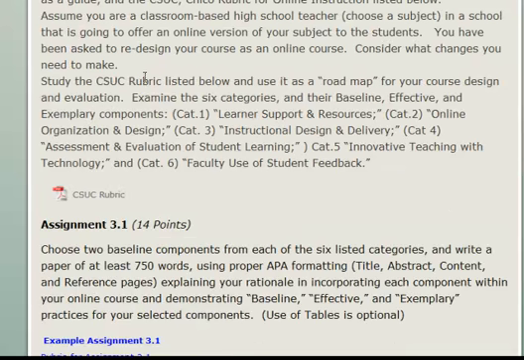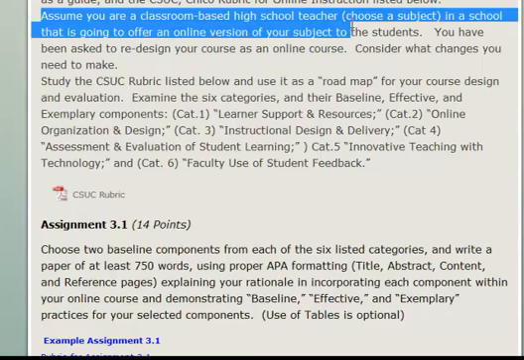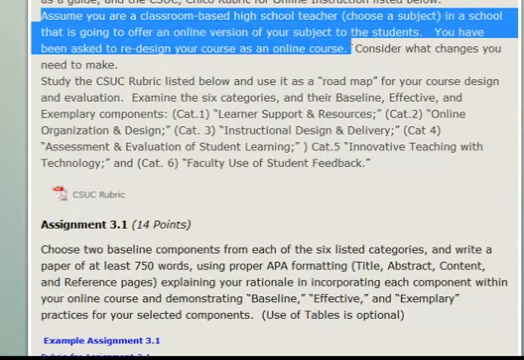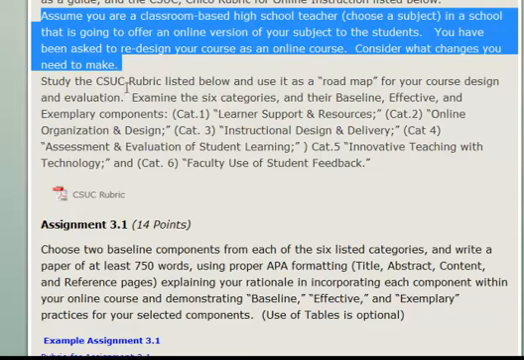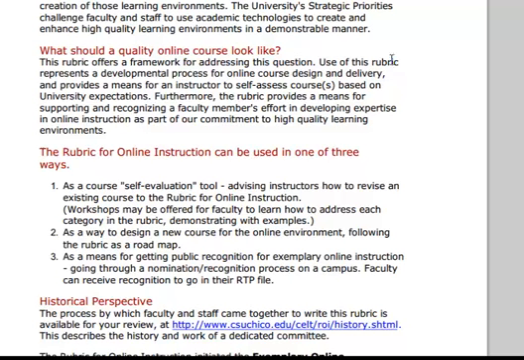Assignment 3.1 puts the students back to work again. It makes them assume that they're a classroom-based high school teacher in some particular subject. You've been asked to redesign your course as an online course. It's been a classroom course on a campus before this. Consider what changes you need to make. Now, this is all based on a California State University Chico rubric, which is an up-to-date, wonderful rubric that was designed by a variety of people.